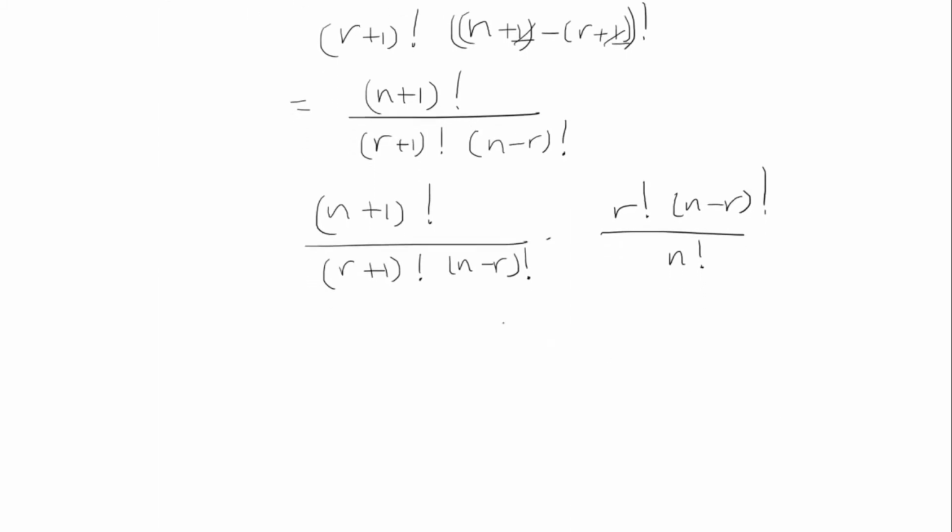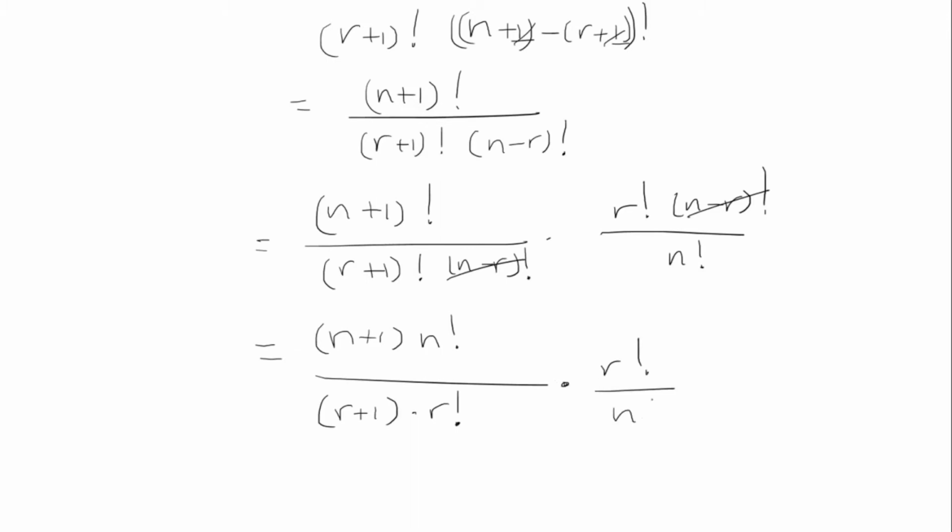Okay. And now I can simplify. So I'm going to leave n plus 1 factorial as n plus 1 times n factorial. R plus 1 factorial, I'm going to have as r plus 1 times r factorial. Now the n minus r factorials are going to cancel. So then what's left is r factorial over n factorial. R factorial is going to cancel, n factorial is going to cancel, and all that we're left with is n plus 1 over r plus 1. So the first part is completed.